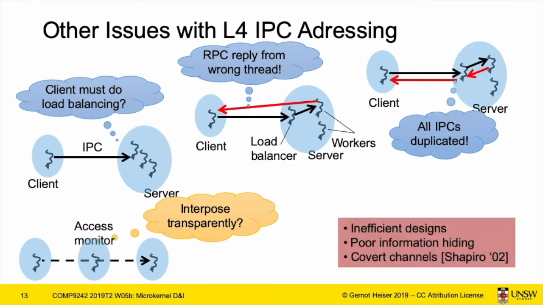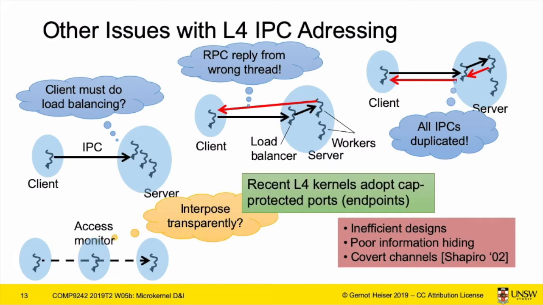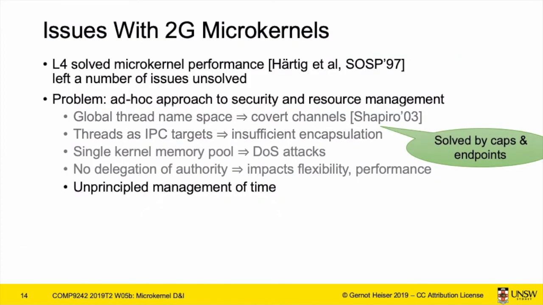Obviously, with capabilities and endpoints, all this complication goes away because you send to an endpoint, any of the workers can pick up the message from the endpoint, so load balancing is trivial, and then they just reply back through the reply endpoint, so all easy. So that's been sorted.